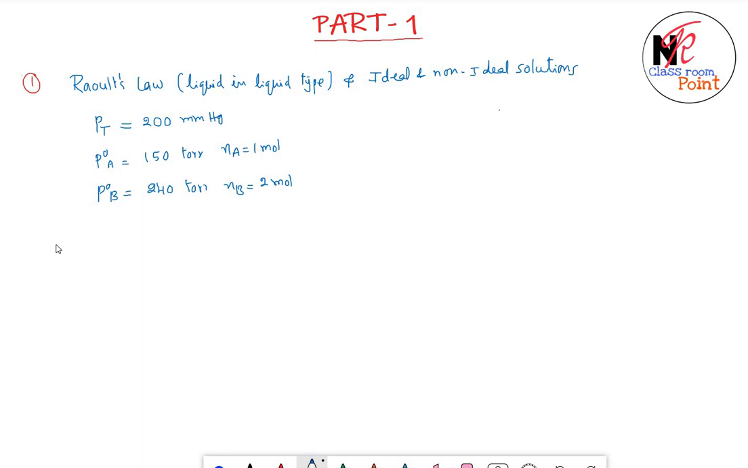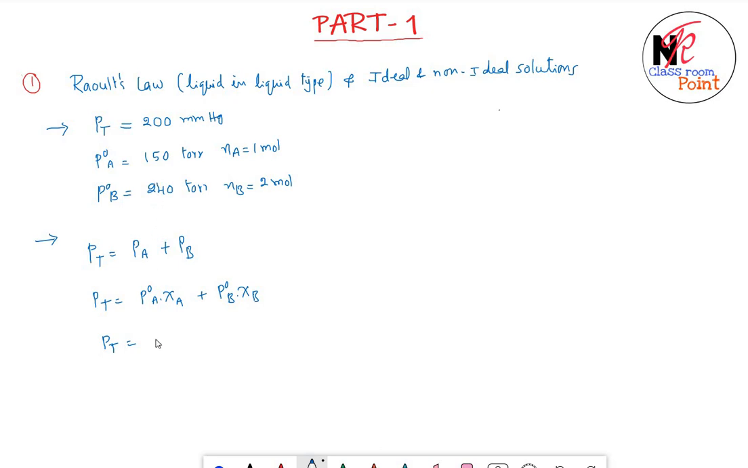According to Raoult's law, the total pressure of liquid in liquid type solutions is equal to the sum of the partial pressures, PA plus PB. So total pressure is equal to P naught A XA plus P naught B XB. Here we are calculating the expected total pressure, and 200 is the given total pressure. By comparing these two values we will know whether it is showing positive deviation, negative deviation, or no deviation.